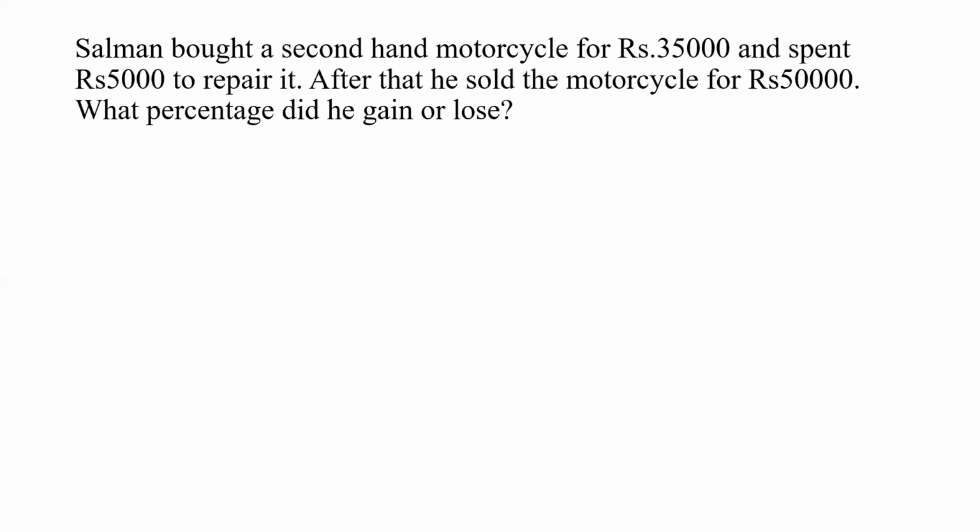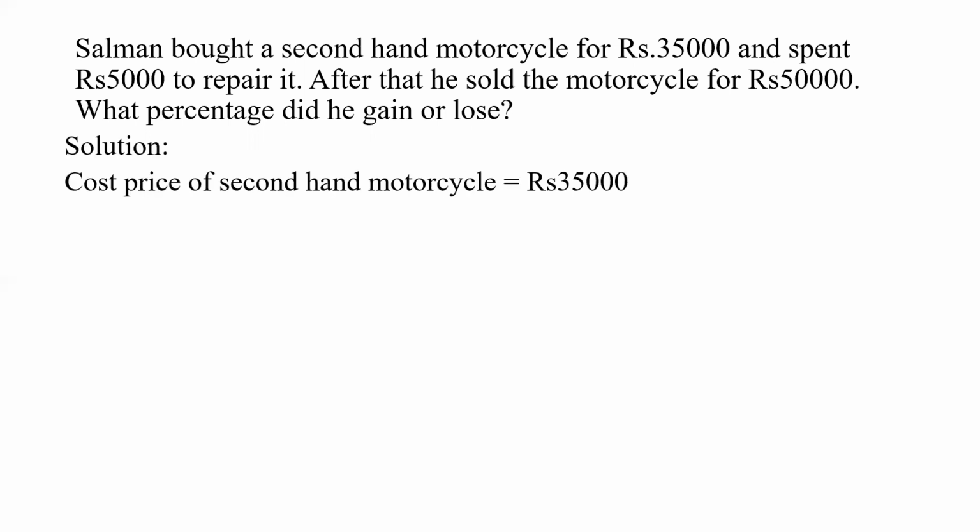And here he sold the motorcycle for rupees 50,000. So first we need to find out here gain or loss, right? So let's find out first the given. Let's write it. So here we can say the cost price of the second-hand motorcycle is 35,000. And since he has spent 5,000 more to repair it, that is also included in the cost price. So you have to write here repair cost, that is 5,000.